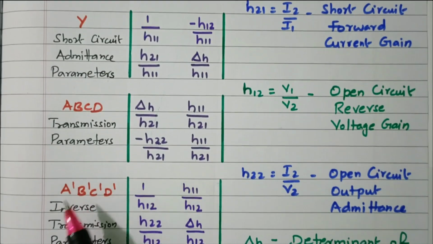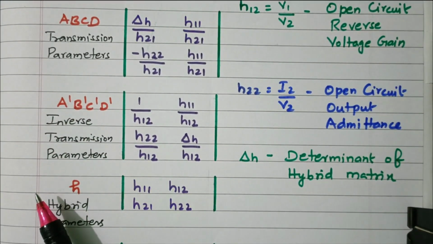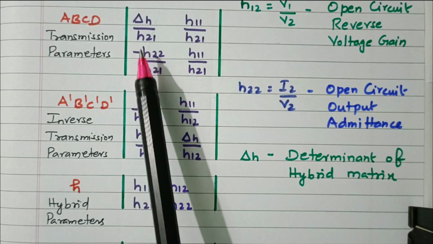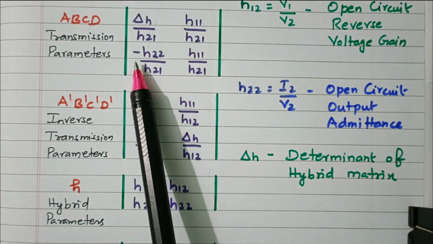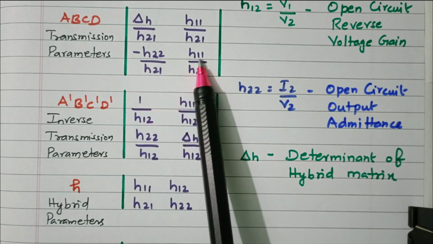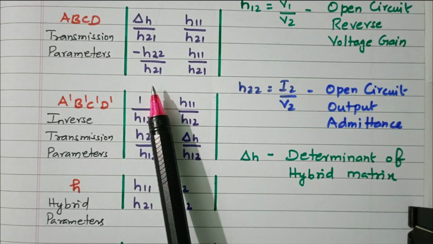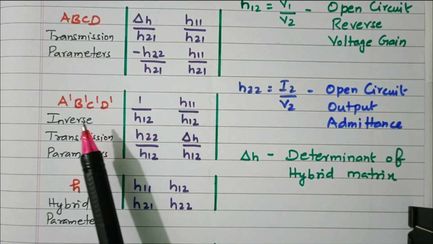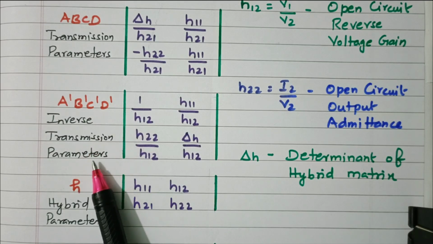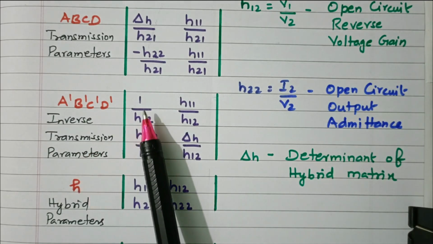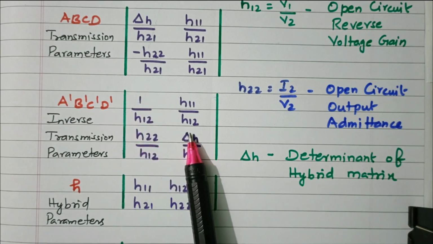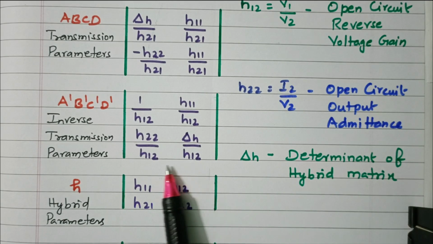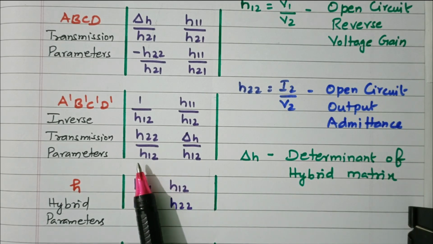Then the ABCD parameter. ABCD means the transmission parameter. These parameters are used to design a transmission line. Minus delta H divided by H21, minus H11 divided by H21, minus H22 divided by H21, minus 1 divided by H21. The denominator is the same, H21, only the numerator is changing. Then A dash, B dash, C dash, D dash, the inverse transmission matrix, the inverse of the previous one: 1 divided by H12, H11 divided by H12, H22 divided by H12, delta H divided by H12. The denominator is H12 for all the parameters, only the numerator is changing.